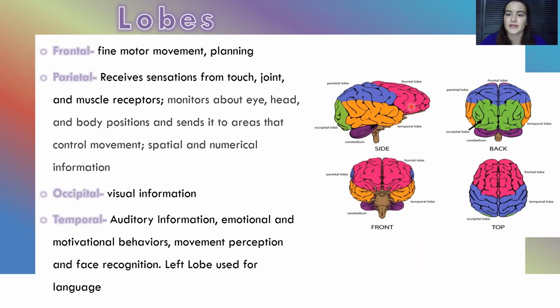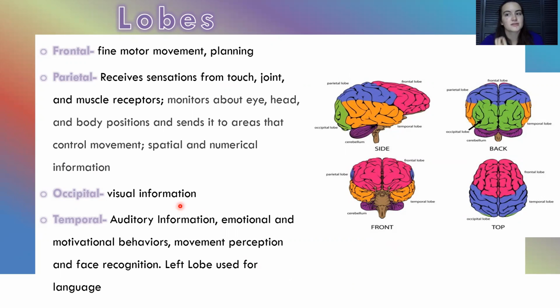So the frontal lobe will be here in pink, and it is responsible for fine motor movement and planning. Fine motor movement meaning dexterity in your fingers and things of that nature. Then we'll move on to the parietal lobe. The parietal lobe receives sensations from touch and joint and muscle receptors. It's also important for head, eye, and body positions, and all of these are important so that it can help control your movement. The parietal lobe is here in blue. It also does spatial and numerical information.